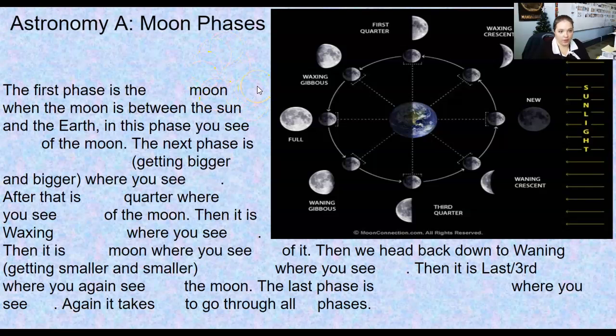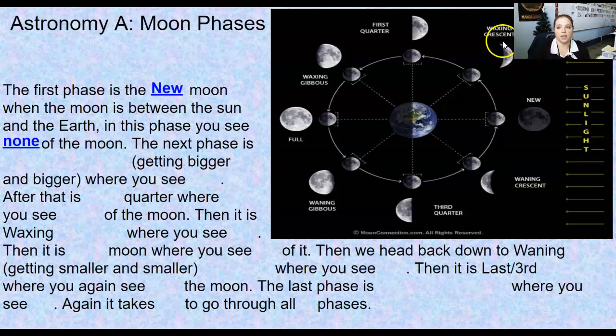So the first moon phase is called the new moon right here. So there's the sunlight. Here's the new moon. In this phase, you see none of the moon because the sun can't reflect off of anything. It's actually, in a way, blocking the sun, but not really, depending on the time. We're going to get to that next lesson.